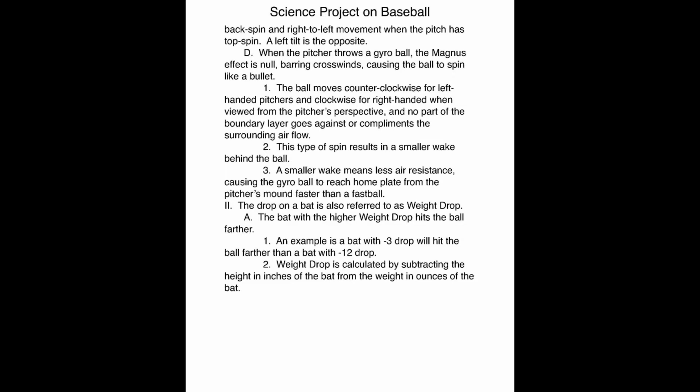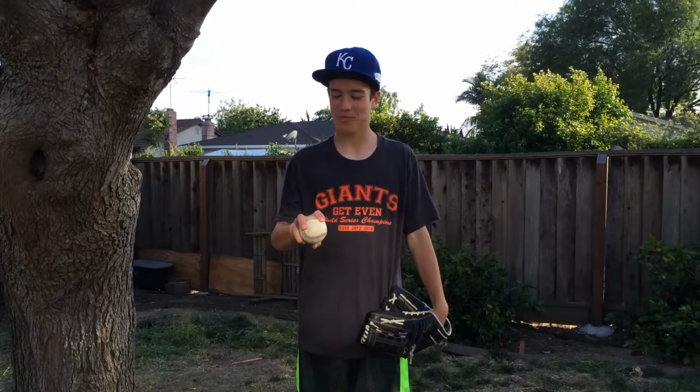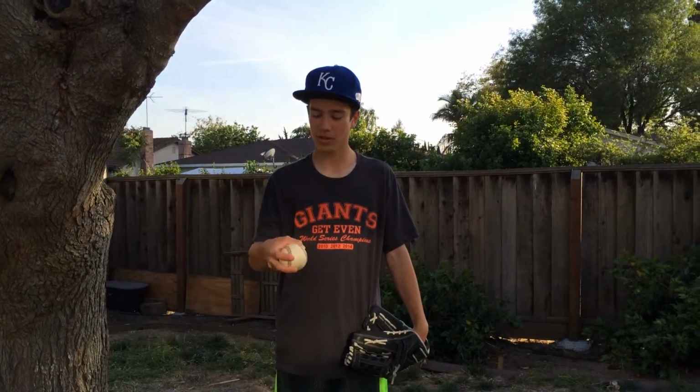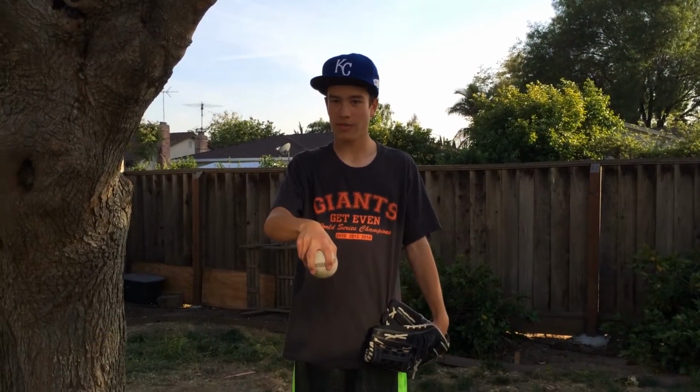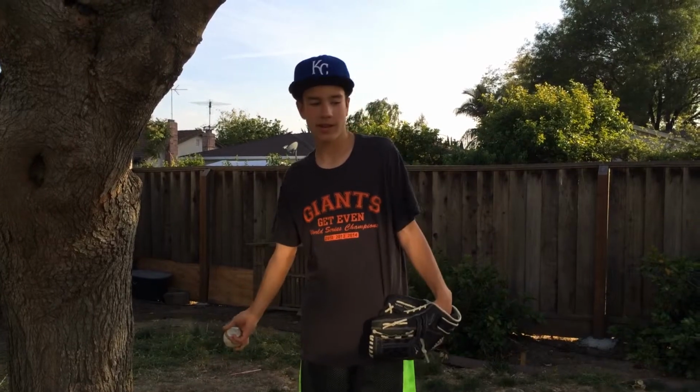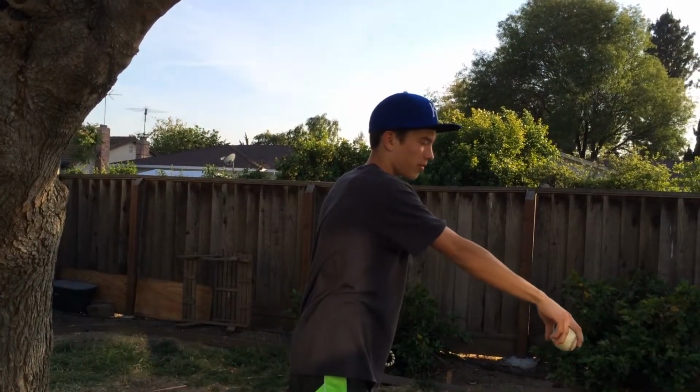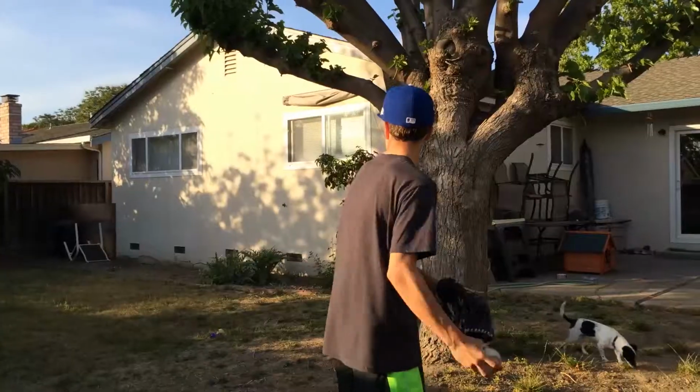So to grip a fastball, you put two fingers on the seams like this, and when you throw it, you reach back and bring your arm over your head and let go.